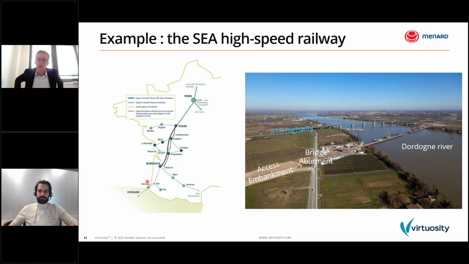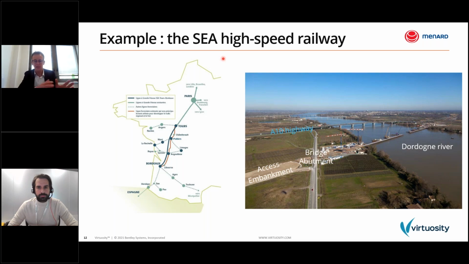So now I would like to show you two case histories where the design of rigid inclusions below embankments has been done with the help of PLAXIS. And the first example is the South Europe Atlantic project.